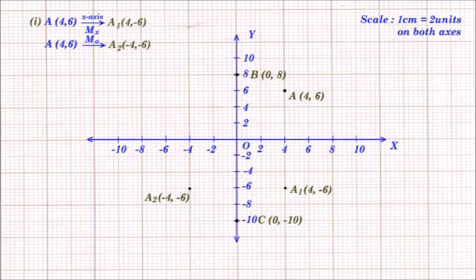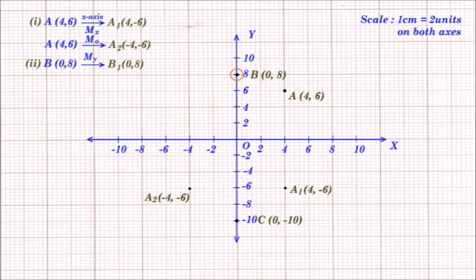Now point B is reflected and we get the point B1. So B with coordinates 0, 8 when reflected in the y-axis will give us B1 with coordinates 0, 8. Here you observe that the coordinates do not change because the x-coordinate is 0 and this point is reflected in the y-axis. Such a point is called an invariant point.